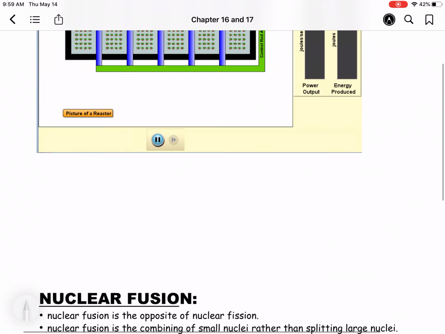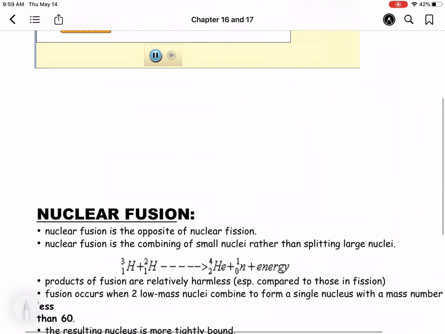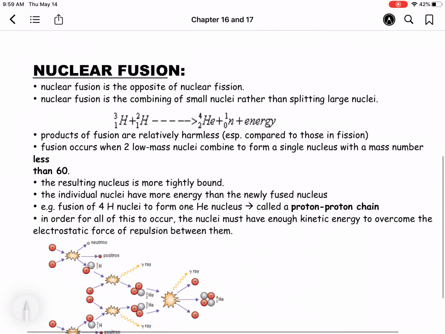Okay, so that's fission. Fission is what we do nuclear power plants with. Fission is nuclear power plants. It's breaking large elements into smaller ones. So now we have nuclear fusion. This is how the sun works.